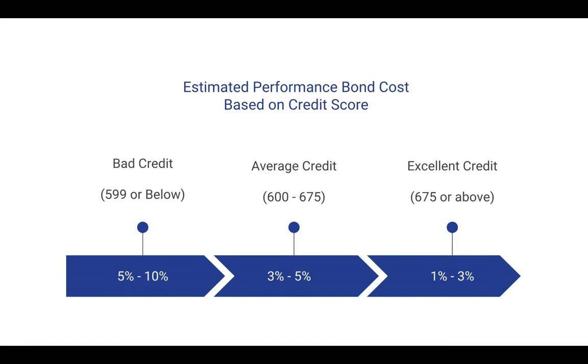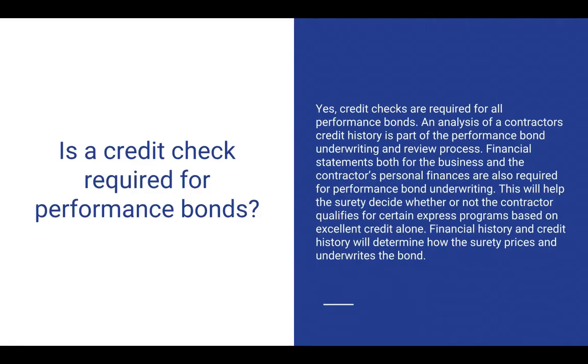This is what your estimated performance bond cost would be based on your credit score. If you have bad credit, 599 or below, you're going to pay between 5% and 10% of the contract price. If you have average credit, which is 600 to 675, you're going to pay between 3% and 5% of the contract price. If you have excellent credit, 675 or above, you'll pay 1% to 3% of the contract price.